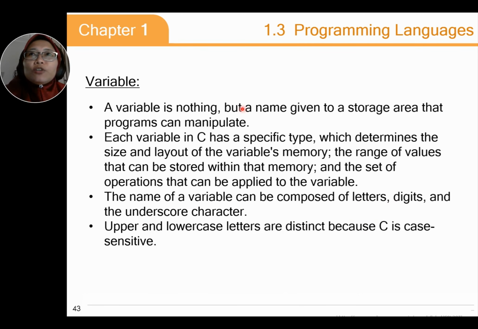Finally, we will look at variables. A variable is but a name given to a storage area that programs can manipulate. Each variable in C has a specific type, which determines the size and layout of the variable's memory and the range of values. And what about the name of variables?